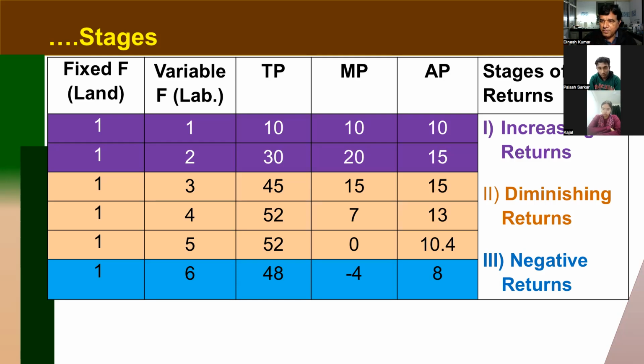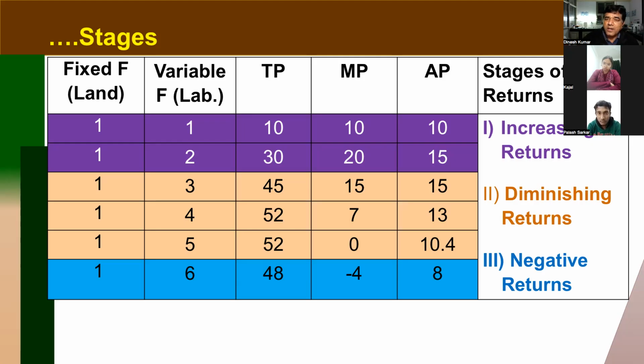in phase 3. On the right side, you can see increasing return. Purple color, these 2 units, 1:1, 1:2 is your increasing return. Then diminishing return, these 3, 1:3, 1:4, 1:5. Here you got diminishing return. And then last row, you got negative return. So sometimes numericals are also given. You will be given a table. In that table, they can ask you which rows are representing the increasing, decreasing, or negative return. So you need to find out the stages of the returns.